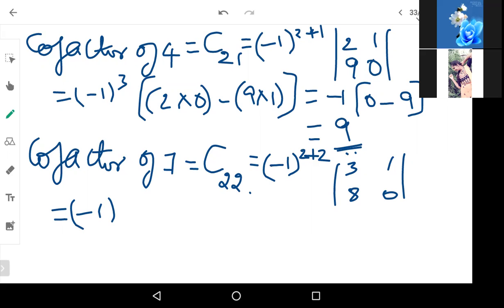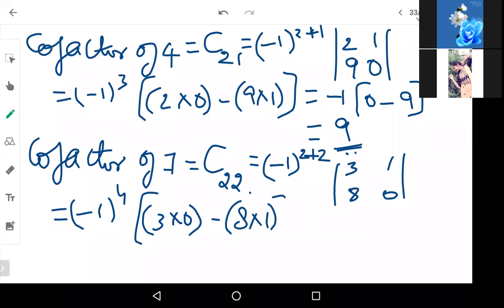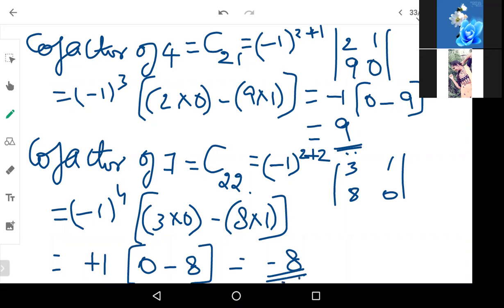Now minus 1 to the power 4 and then 3 into 0 minus 8 into 1. So minus 1 to the power 4 is plus 1, 3 zeros are 0, minus 8 ones are 8. So it's going to be minus 8. Anusha, answer is minus 8, not plus 8. Correct the answer. And others got minus 8 as answer.